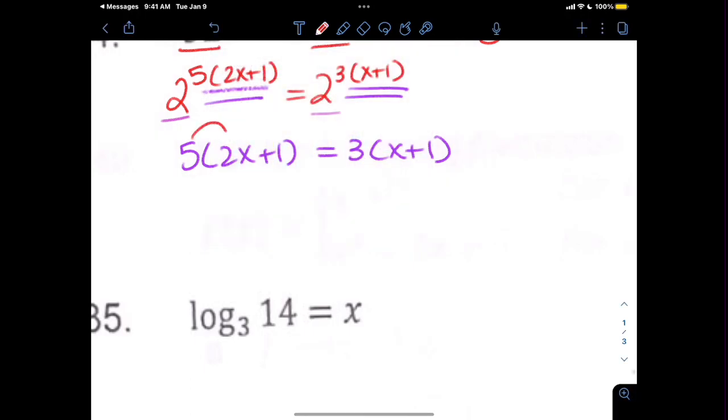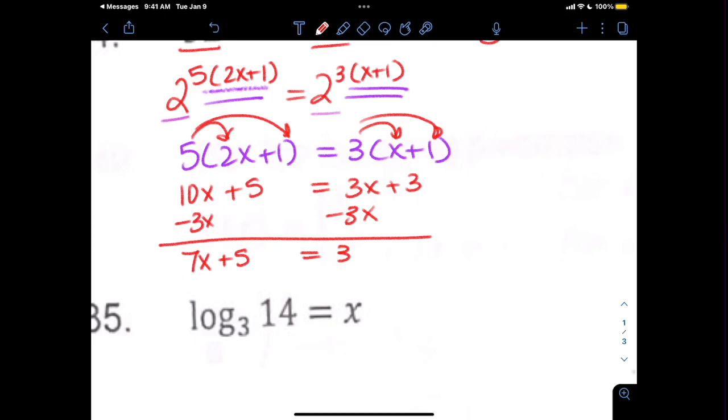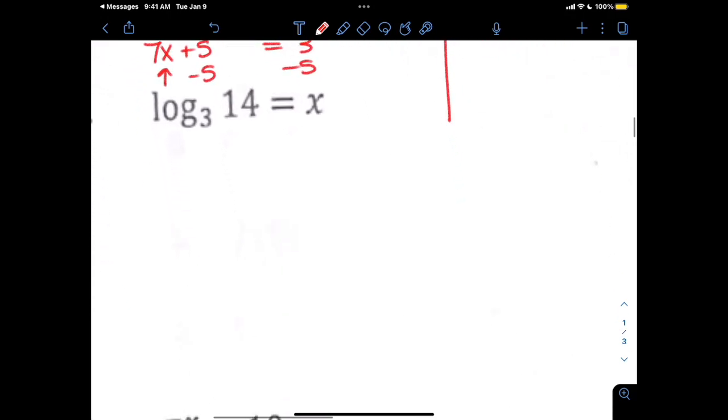Now I'll go ahead and attempt to start simplifying this. Now I'm going to get all of my x's together. I see that I need to get my x by itself, so I'm going to move this 5 over, and I'll continue on this side. Divide by my 7 to get x finally by itself, and there's my answer. All right, let's take a look at this one.